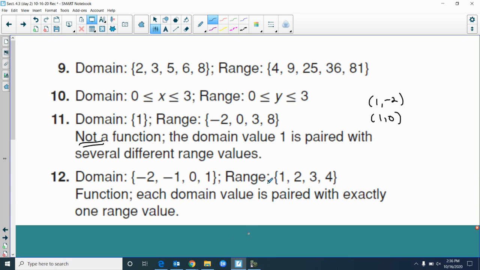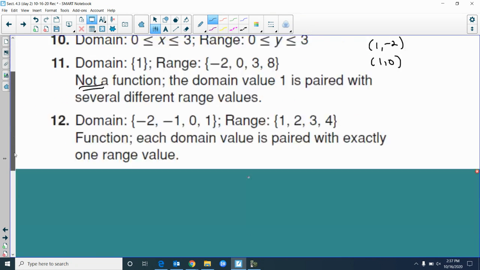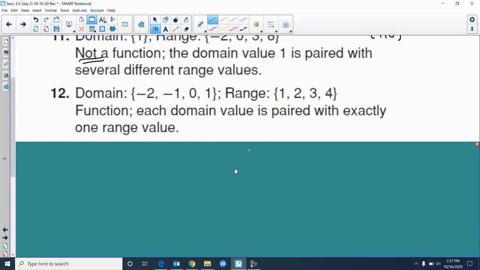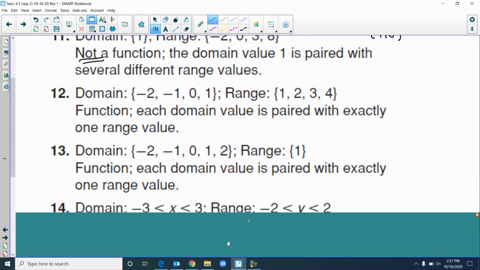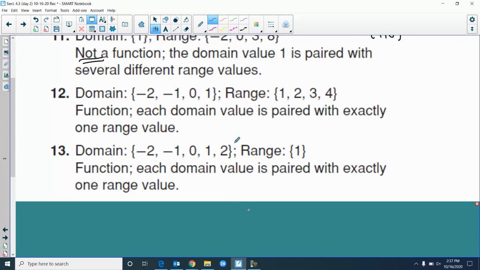All right, number 12: -2, 1, -1, 0, 1 is your domain. Range is 1, 2, 3, and 4. It is a function because each domain is paired with exactly one range. 13. All right, you got to watch this one because everything is -2 and the y value is 1 on all of them.